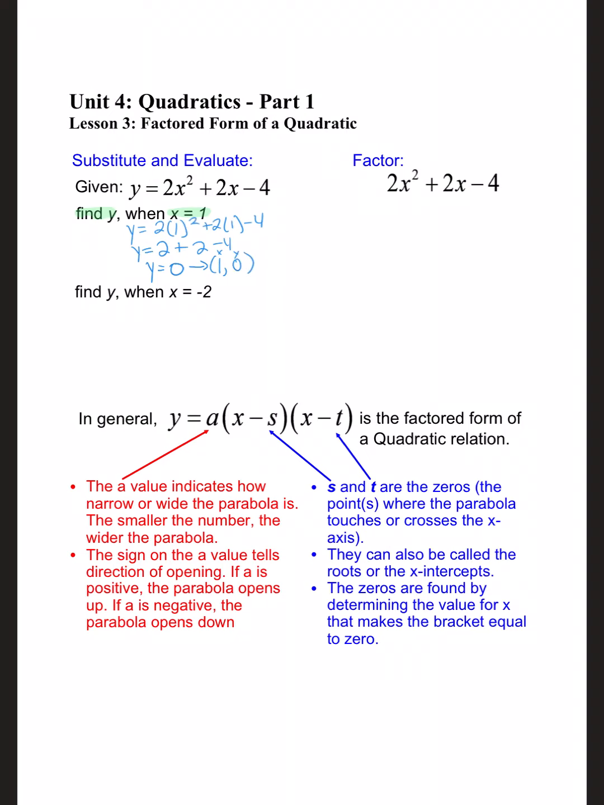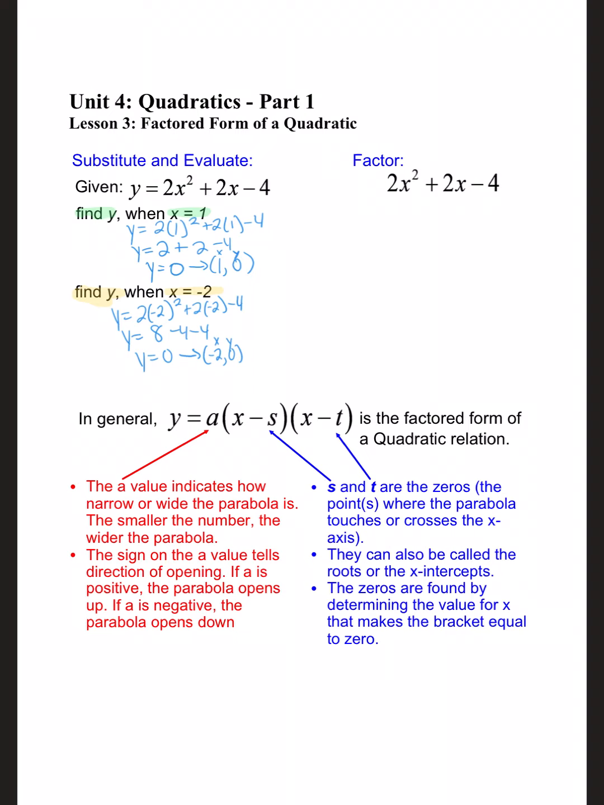I'd like you guys to pause the video and see if you can determine what y is going to equal when x is equal to negative 2. So now let's find y when x equals negative 2. Pause the video and give that a try. Okay, so you should find again when you sub in a negative 2 that y equals 0.